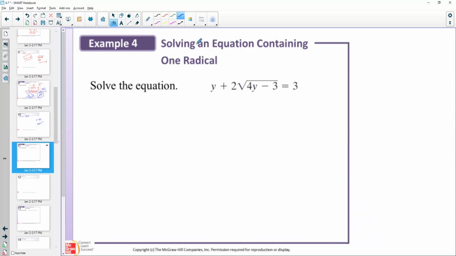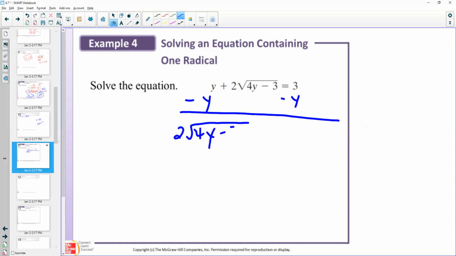So let's follow the steps. Okay, I'm going to isolate the radical the best I can. All right. I'm going to subtract the y from both sides. I've got 2 times radical 4y minus 3 equals 3 minus y. This is one where I'm going to run out of room. So now dividing both sides by 2 isn't really going to help my cause. It's going to be awful. So I'm just going to square both sides. That's a square root.